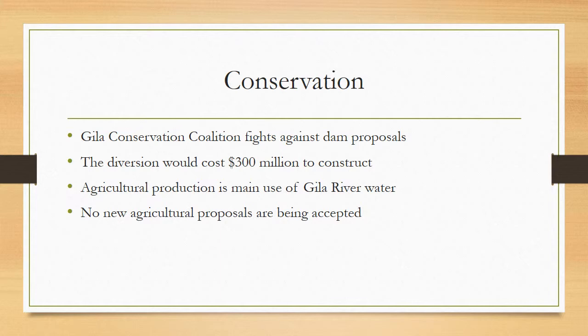Somewhere in the neighborhood of $300 million is how much it would cost for the new skim techniques, and another $5 million per year just to maintain the project. Obviously, this is a rather costly process. In addition, because of the Gila River Coalition, no new agricultural proposals are accepted, which counteracts the largest source of Gila River water usage.